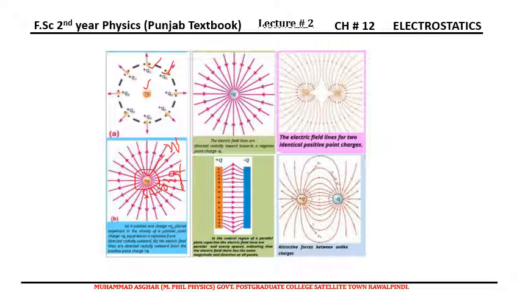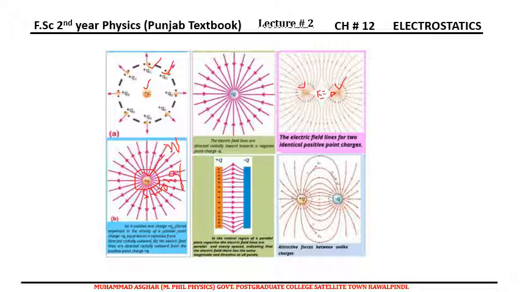And this will be similar for the negative charge, field lines will be toward the negative charge. And if there are two positive charges or two negative charges, they will be repelled by the electric field lines, and this point is called zero electric field point, zero field point, neutral point. So there will be no electric field at the center.